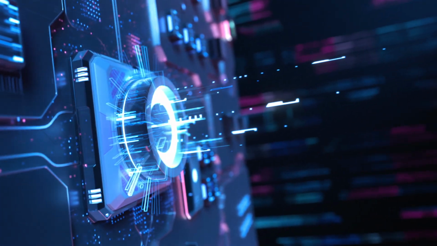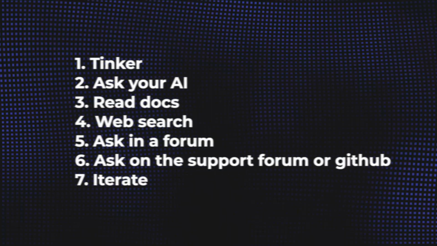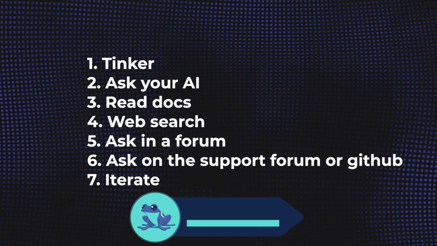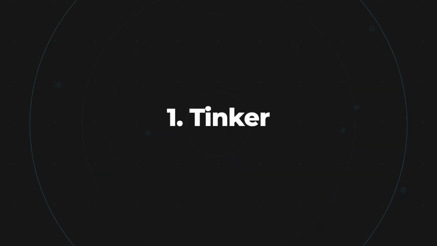In the age of AI, debugging and getting into software engineering has never been easier. Here are the exact 6 steps you need to take to unblock yourself from any software engineering error you'll ever get. Number 1, tinker. Try to pinpoint your error.